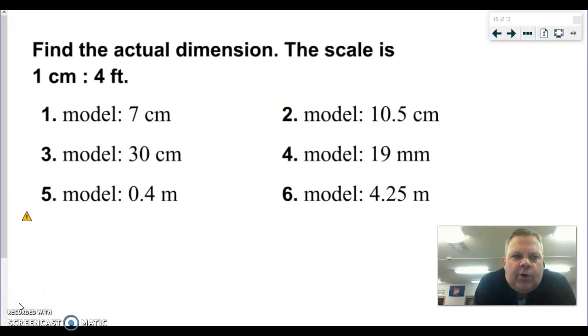I would like for you to try these 6 problems right now. The scale in this drawing, this problem is 1 centimeter is equal to 4 feet. So they're telling you the model has this many centimeters, this many meters. Please see what you can do on these problems. Pause the video. When the students are done, start the video and I'll have the answers.